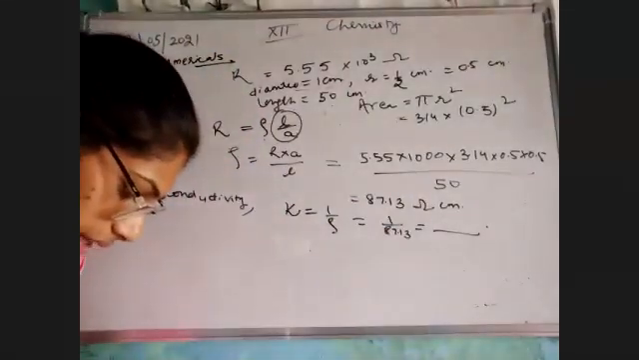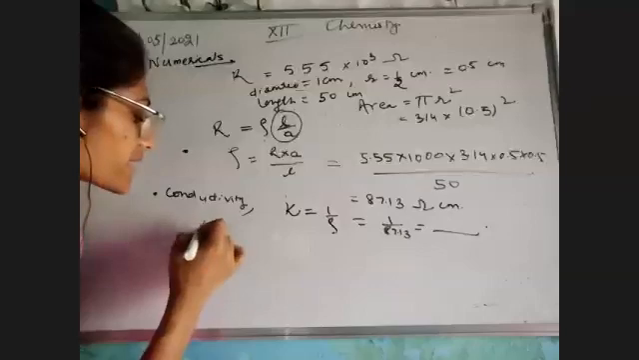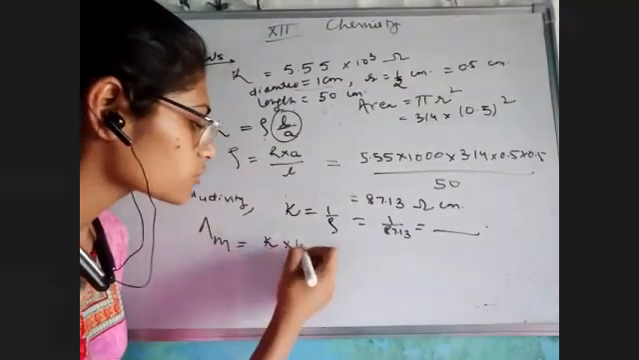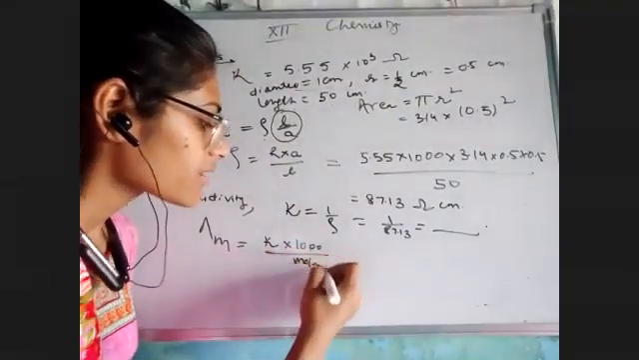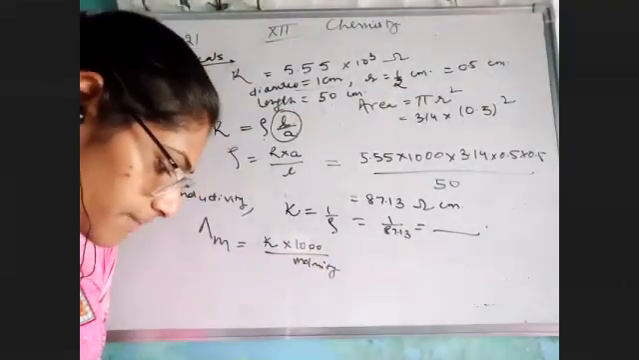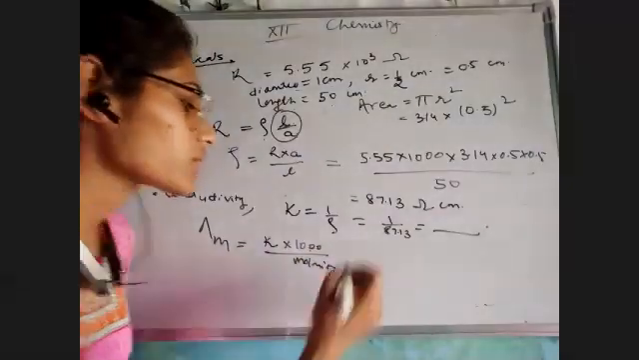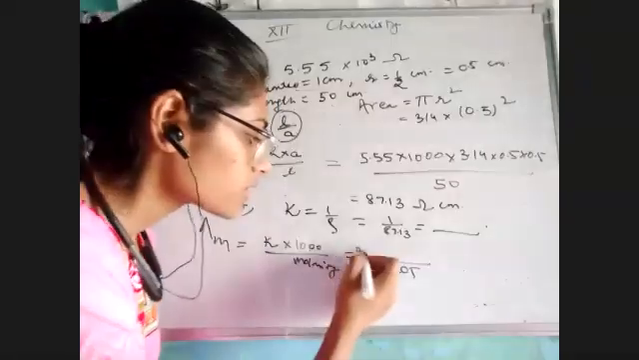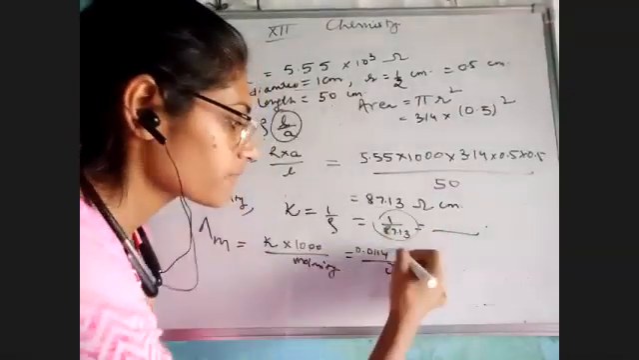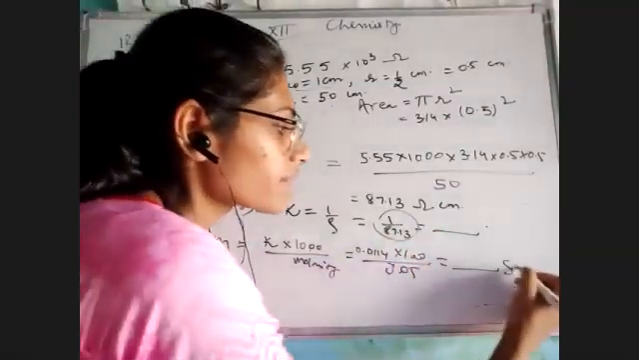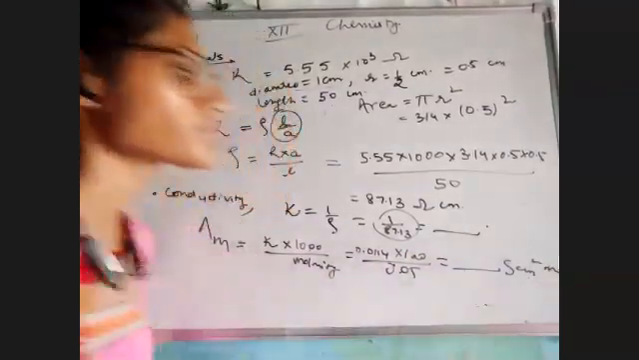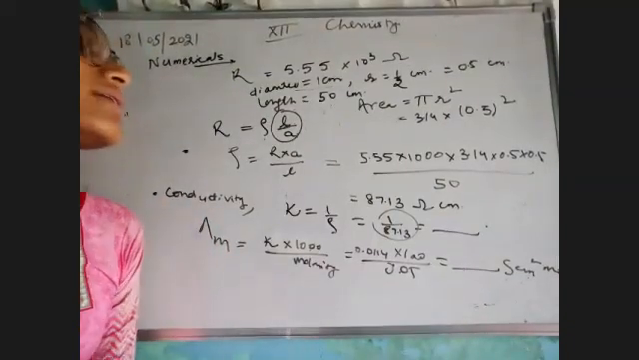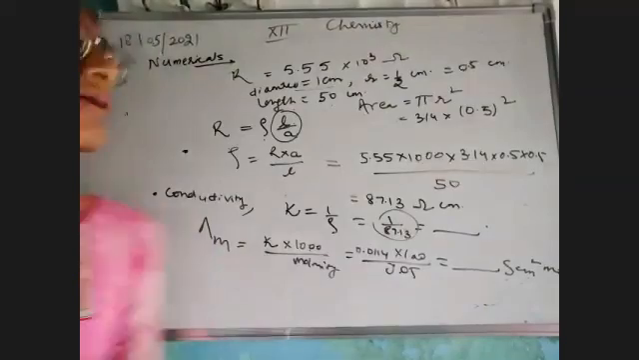And finally, what have we been given? We have to calculate the molar conductivity, that is lambda m. For lambda m, we need to calculate kappa into 1000 divided by molarity, and molarity has been provided in our question, that is 0.05 molar. So, with 0.05 molar, the kappa comes out to be 0.0114 by solving it, into 1000, Siemens centimeter square mole inverse. Okay, so this is how we can calculate our resistivity, conductivity, molar conductivity.